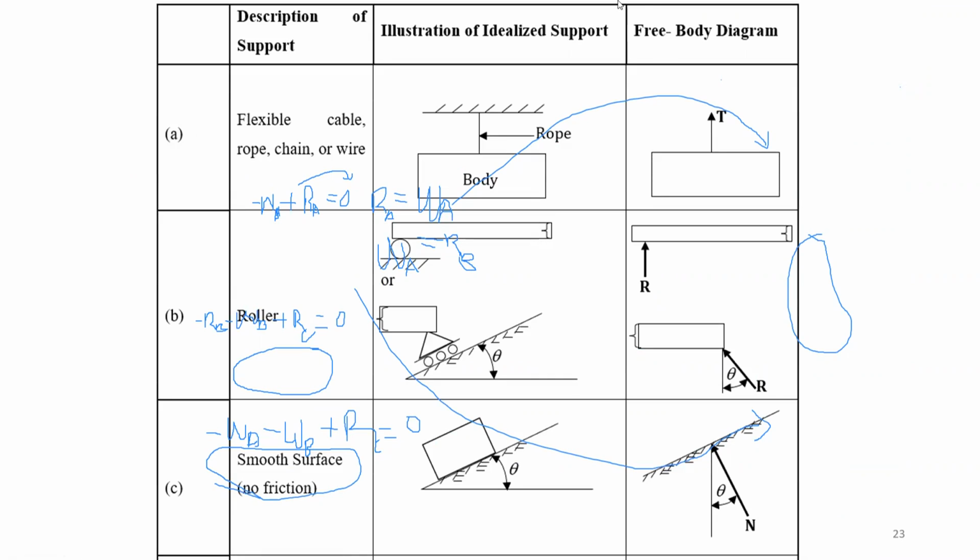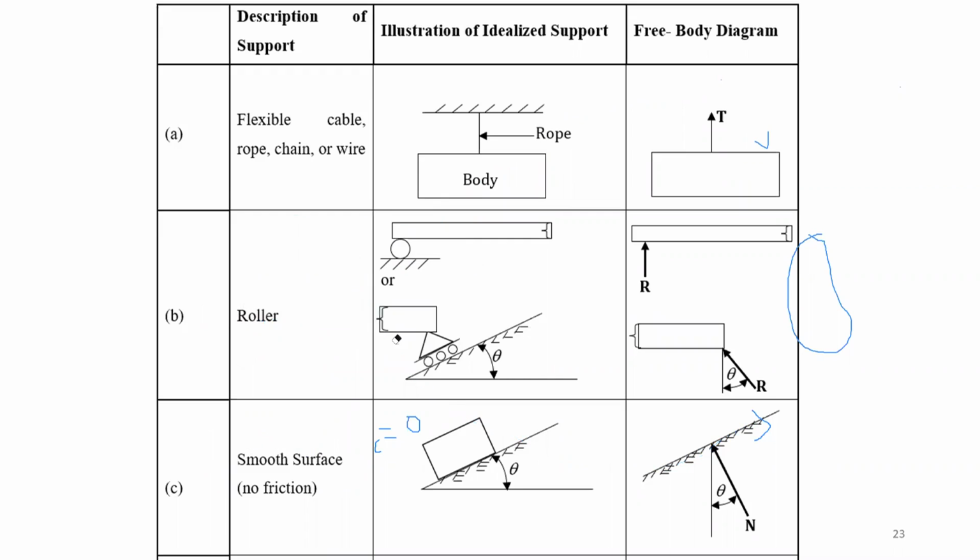So we were talking about the fact that this is, yes, a pin support. This is a roller support. This is that. This is a fixed support, and so on and so forth. So look at how you represent all those types of supports. You see. So if you have a flexible cable, rope, chain, or wire, this is how it has been represented. Then this is what? The free body diagram.